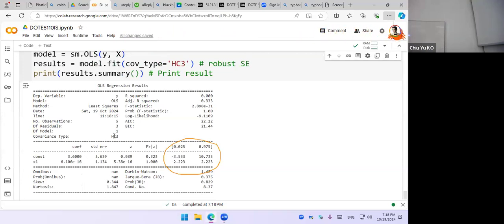And if you want to know what's different between HC3, HC1, whatever, there are many types, you can check Wikipedia or ChatGPT. But we are not concerned with how this differs from that. We are not worried about that. But you should use the robust standard error.